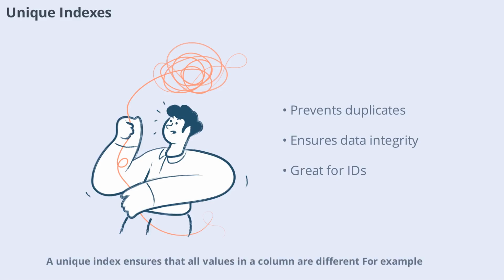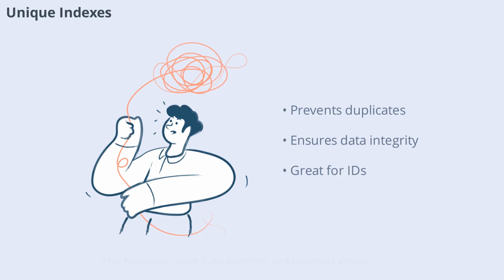A unique index ensures that all values in a column are different. For example, adding a unique index to the email column prevents duplicate emails. This helps maintain data integrity and prevents errors. Unique indexes are essential for columns that must be unique, like usernames or IDs.